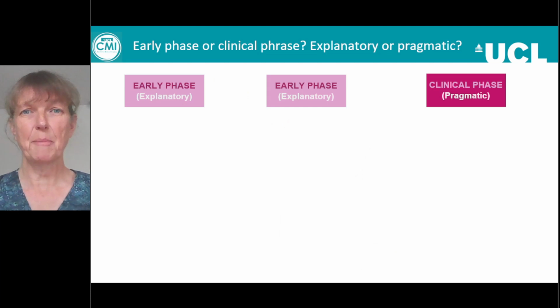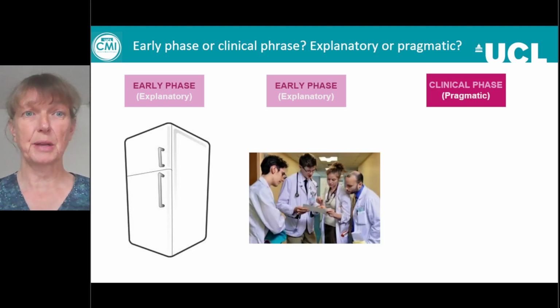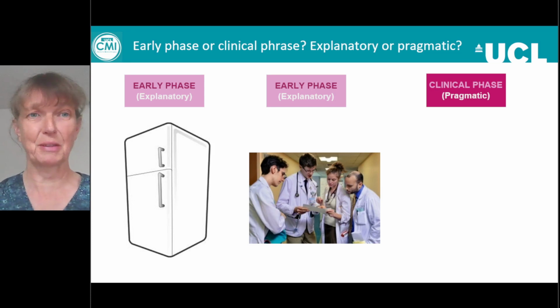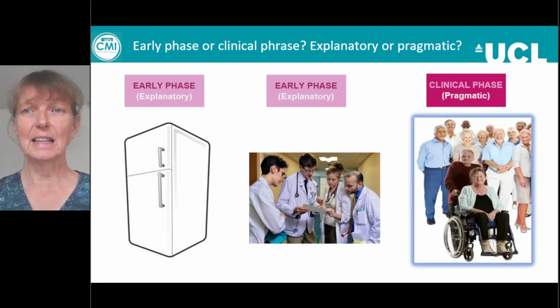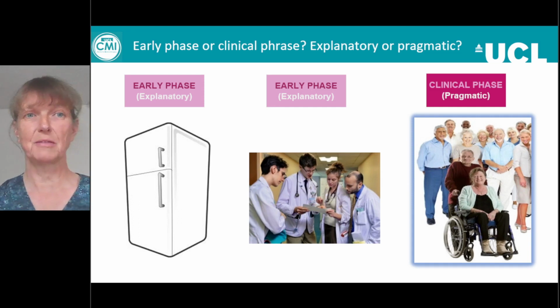So when we're thinking about these three phases, in that explanatory early phase where we're very experimental and we're really just looking for associations, we might be getting samples out of the freezer. When we're in that early explanatory phase, we might be looking at healthy controls. Here I've got a picture of medical students, and then comparing those with people with disease. And in the clinical phase study, we're trying to recruit a clinical set of patients representative of those who would have the test in normal clinical practice. Those are the people we want in our study.